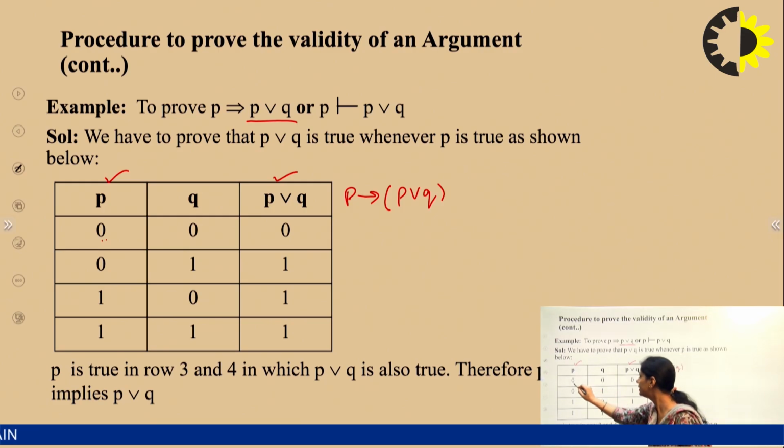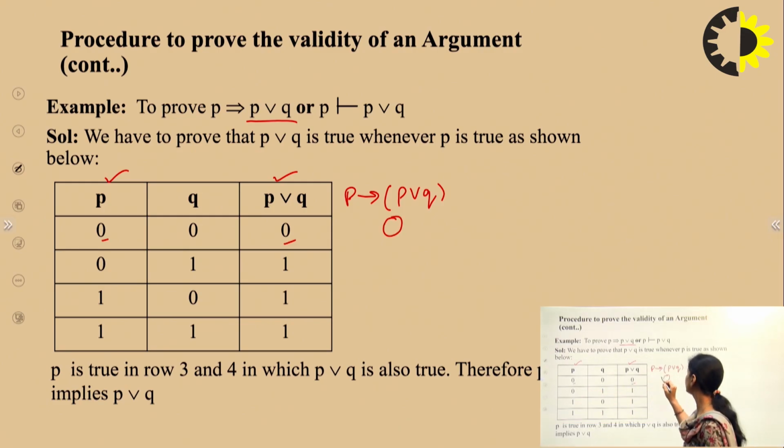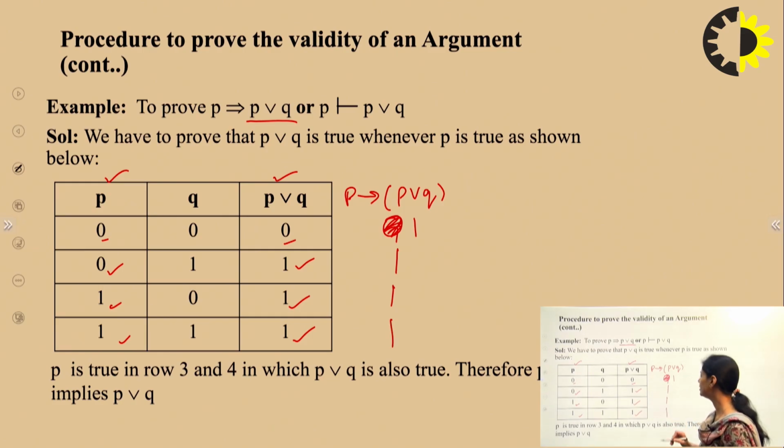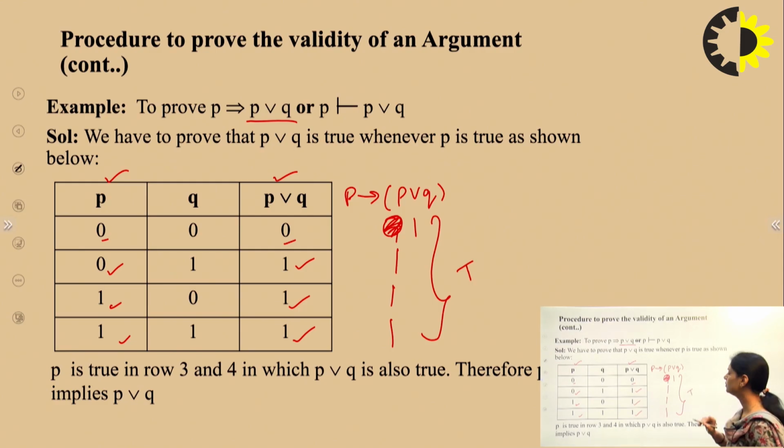The condition is false, the result is false, we get the result as 1. The condition is false, the result is true, we get the result as 1. The condition is true, the result is true, we get the result as 1. The condition is true, the result is true, we get the result as 1. Now, this 1 represents true, that is, when the result here is a tautology, we call this a valid argument. Hence, this is a valid argument.